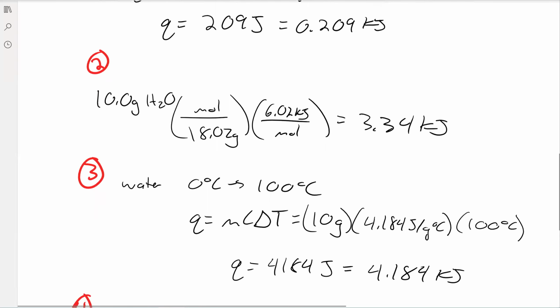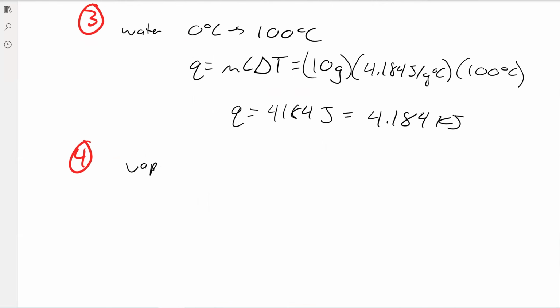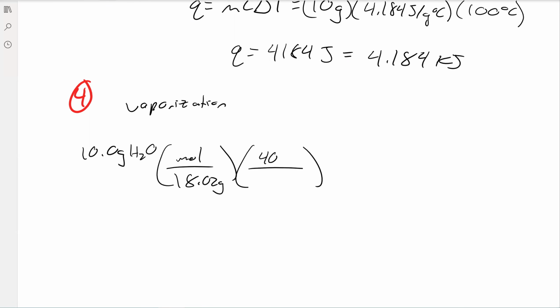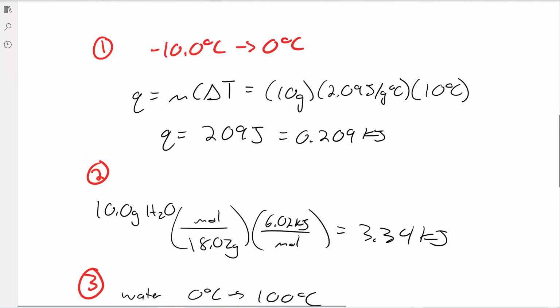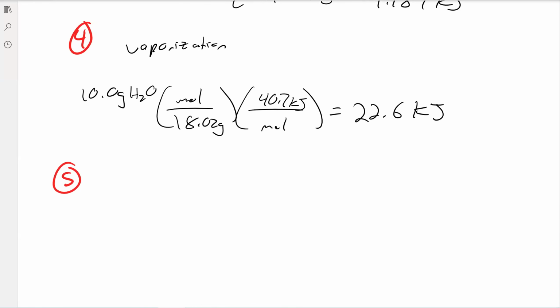Step 4. In step 4, what's going on is we're vaporizing the liquid. And so we'll need to use our enthalpy of vaporization. We'll start off with our 10 grams of water, convert that to moles using the molar mass, and then use the enthalpy of vaporization to get a total of 22.6 kilojoules. You can tell this number is quite a good bit bigger than our previous numbers. It really takes a lot of energy to go from a liquid to a gas.